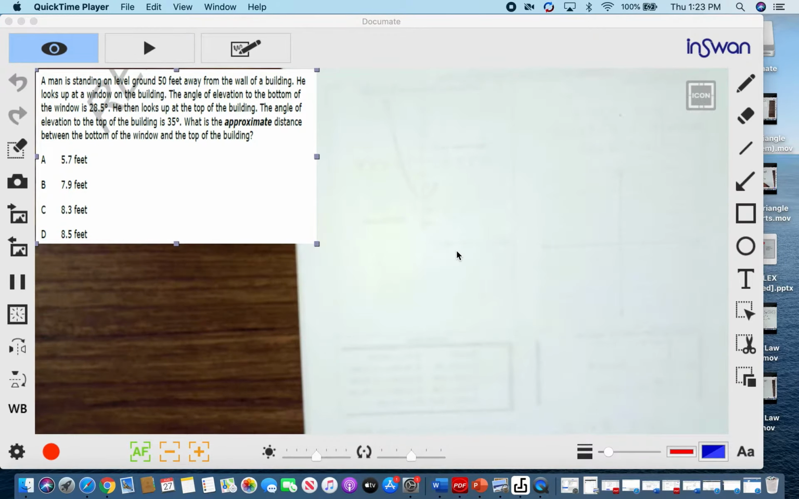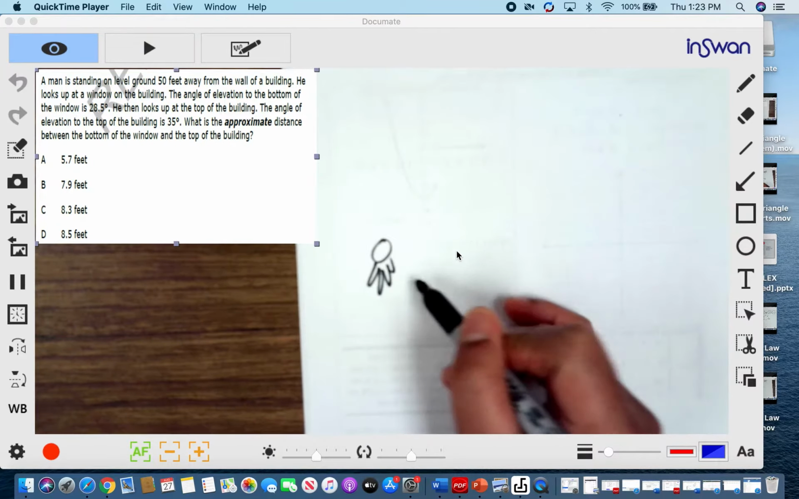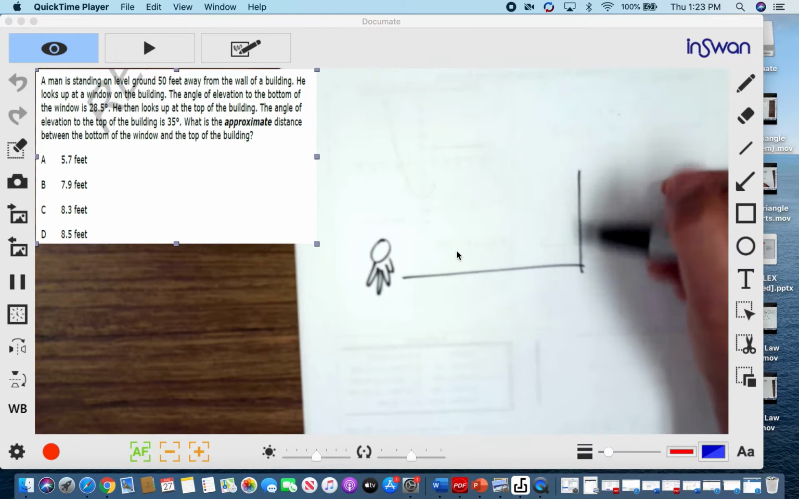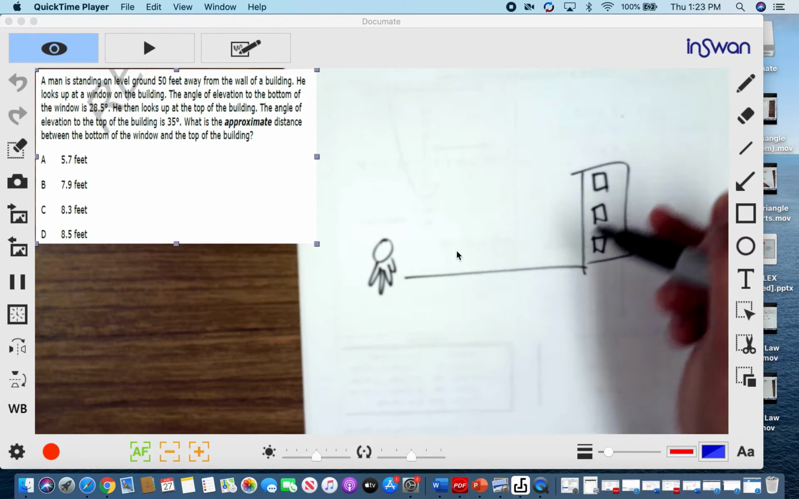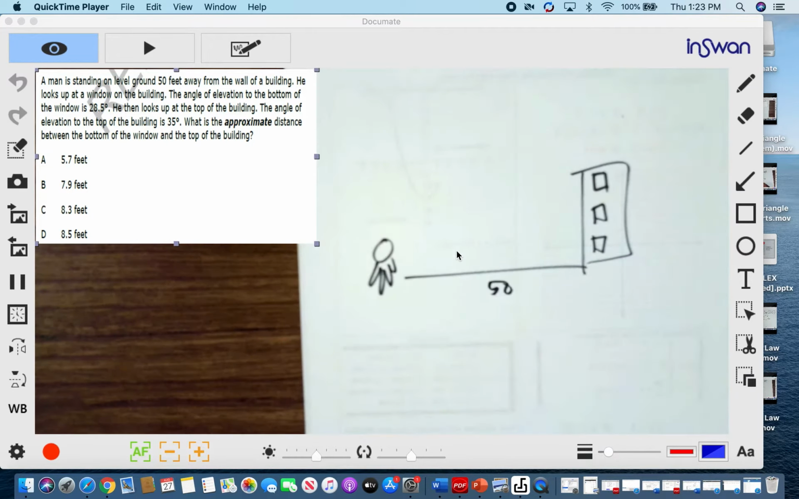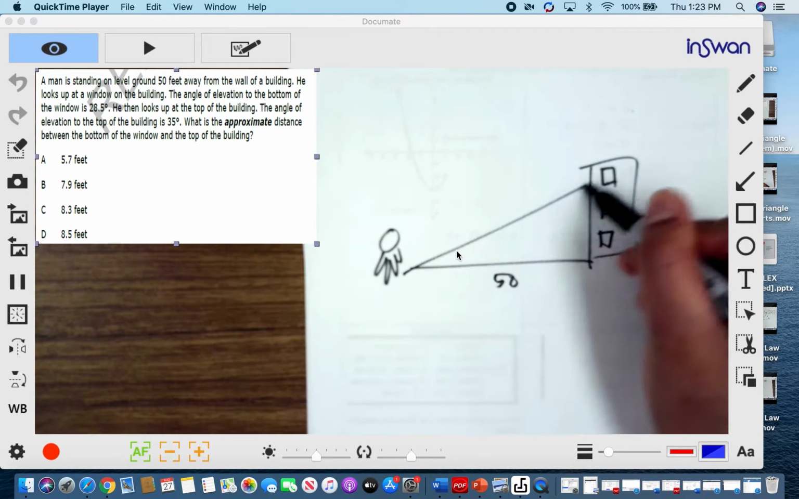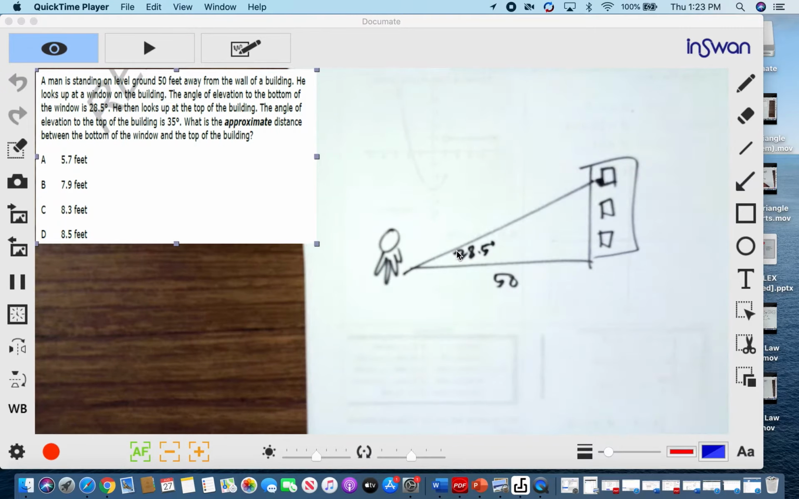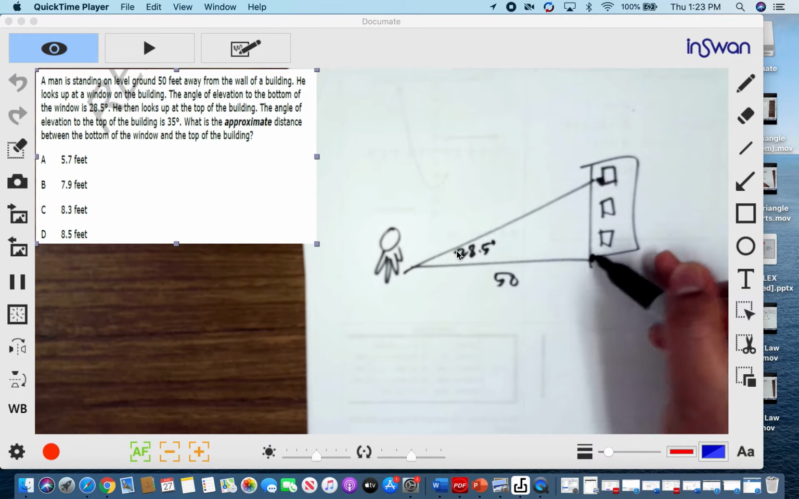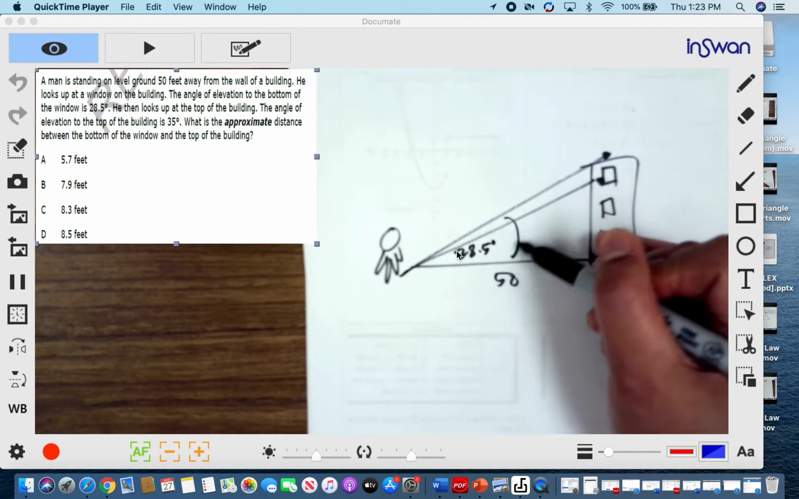Okay, the problem says that there's a man who is standing 50 feet away from a building. So you have a building here, and that's 50. So the ground distance between the man and the building is 50. Now he's looking at the bottom of the window. Let's say, for example, this is the window, and it makes an angle of 28.5 degrees. He also noticed that the angle of elevation of the top of the building is 35 degrees.